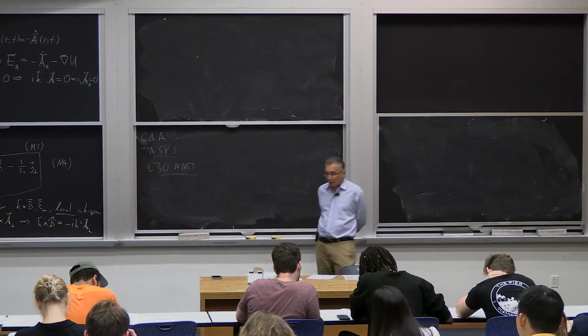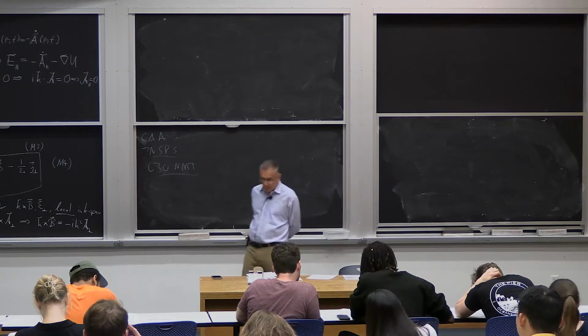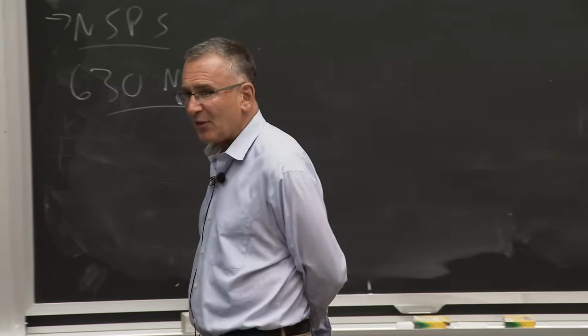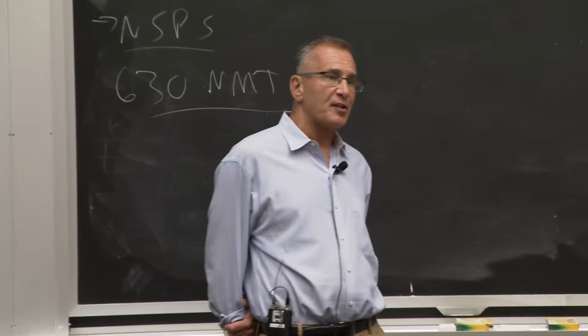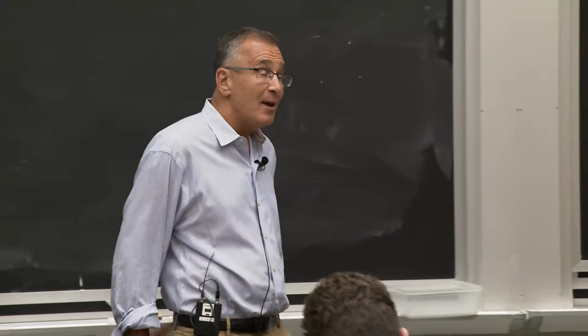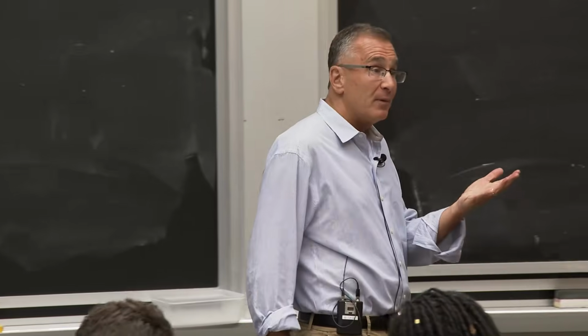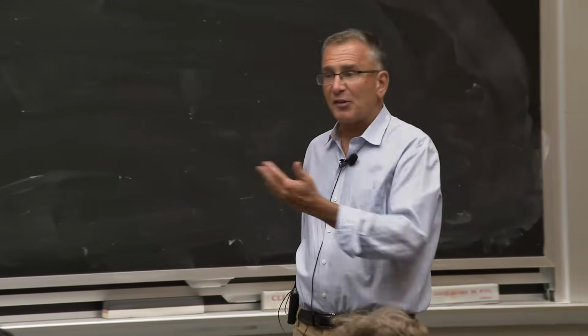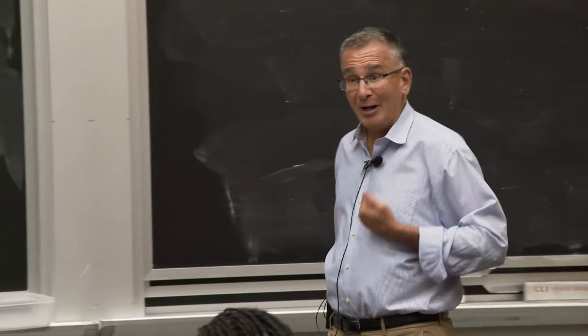So if we had perfect trading and permits over $50, the US would reduce only by 40 million metric tons, 1/10 as much, and the rest of the world would pick up the slack. Why? Because it was efficient for them to do so. Reductions were cheap in the rest of the world. They would be happy to pick up the slack if we paid them for it.